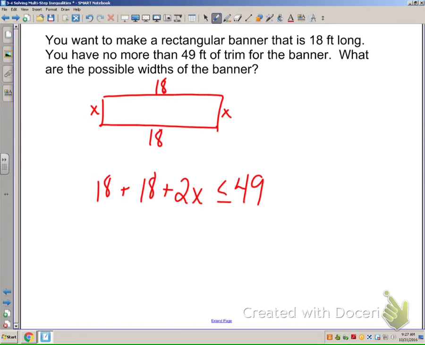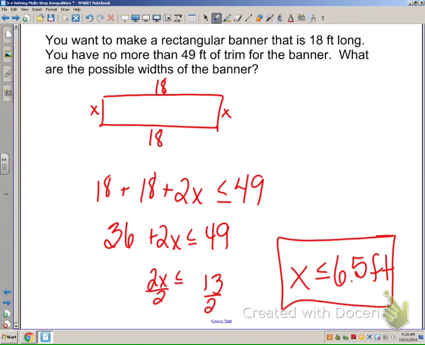Okay, so I've set the problem up for you. You can go ahead and combine your like terms. Then you know to subtract 36 from both sides and then divide by 2. So once I do that, we know that x is less than or equal to 6.5.